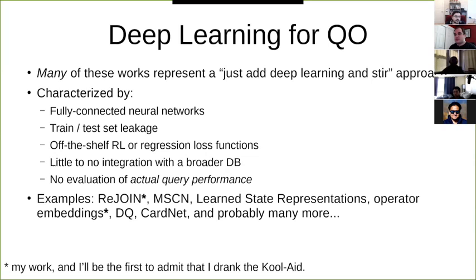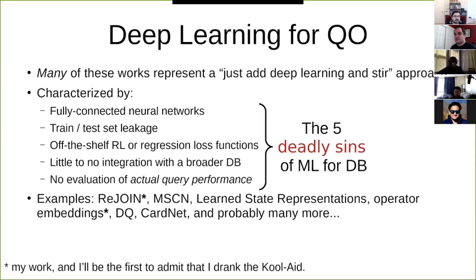In general, these things were characterized by what I've started to call the five deadly sins of ML for databases. They used fully connected neural networks. They had leakage between their train and their test set. They would use off-the-shelf reinforcement learning algorithms or regression loss functions like L2 loss. They would have little to no integration with a broader database, in the sense that they wouldn't tell you how to do training or how to deal with data shift or anything like that. And they very rarely evaluate actual query performance, which is quite troubling. And there's tons and tons of examples of this, my own work included. I'm absolutely guilty of this.